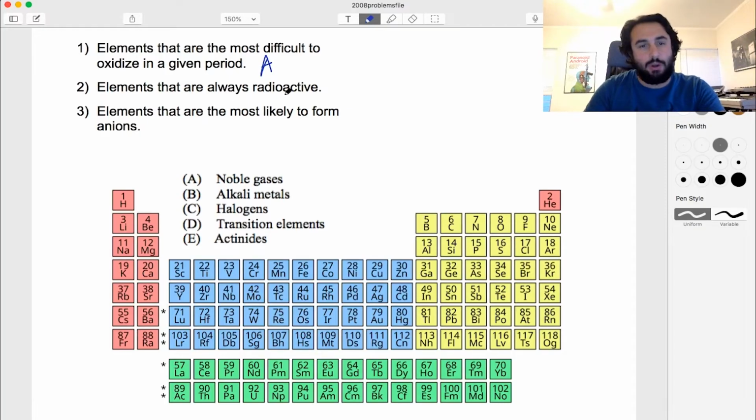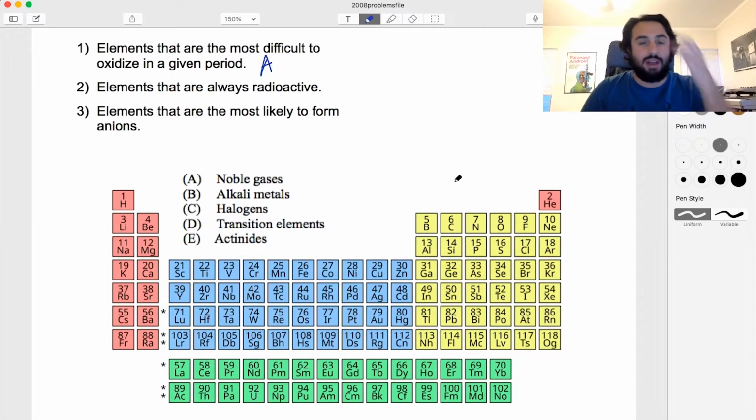Two, elements that are always radioactive. And so they say always radioactive because most elements have one or more radioactive isotopes, right? Carbon-12 is not radioactive, but carbons 13 and 14 are. But so elements that are always radioactive, not just isotopes that have an unfavorable proton to neutron ratio.